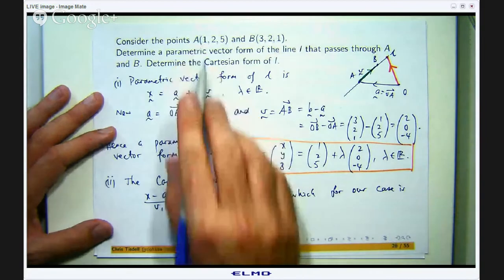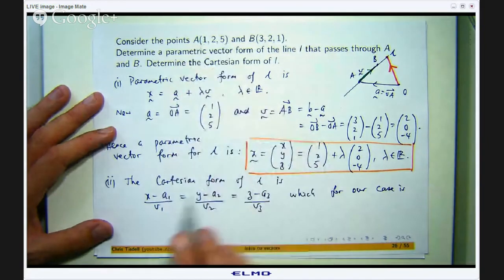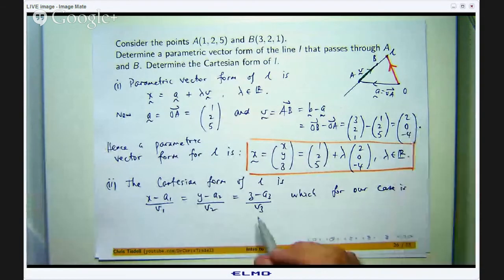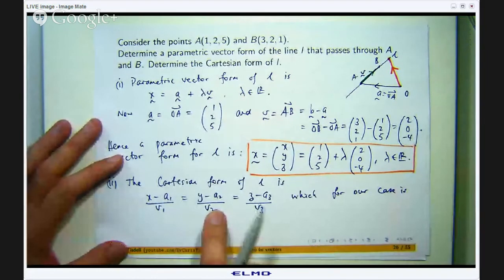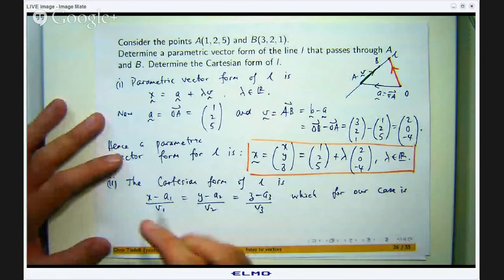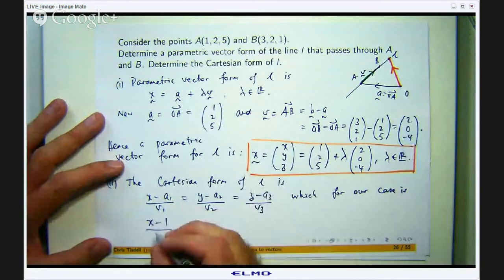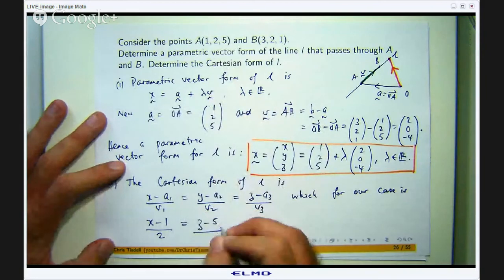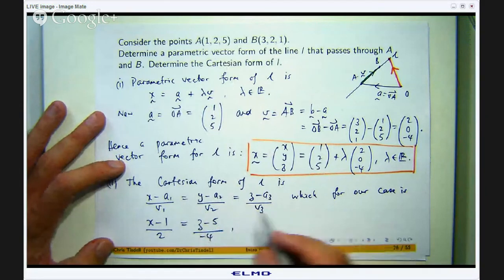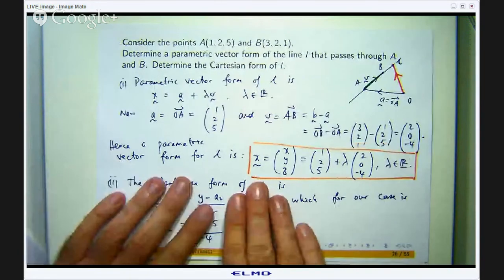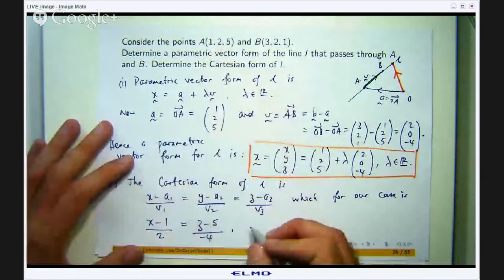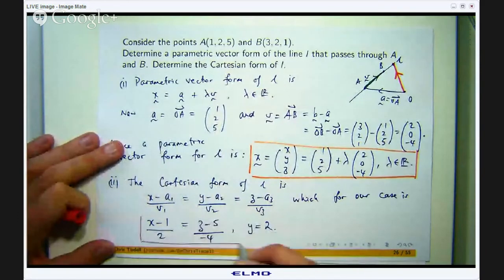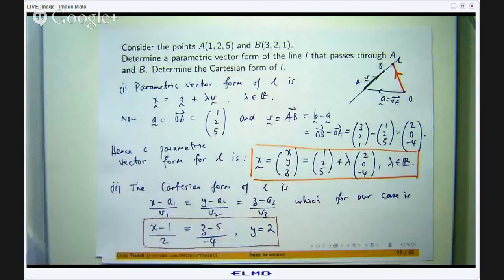So A1 would be 1, A2 would be 2, A3 would be 5, V1 would be 2, V2 would be 0. So there's a problem here, okay? V3 would be -4. So what do we do? We can't divide by 0. We still have to describe it in some way, so let me show you what we do. It's x minus 1 over 2. Now we're going to leave that for a minute. z minus 5 over -4. And what do we do here? Well, we basically forget these and write y equals A2. So A2 would be 2. That's a little bit trickier because one of the vi's was 0. So that's how we would describe it in Cartesian form.